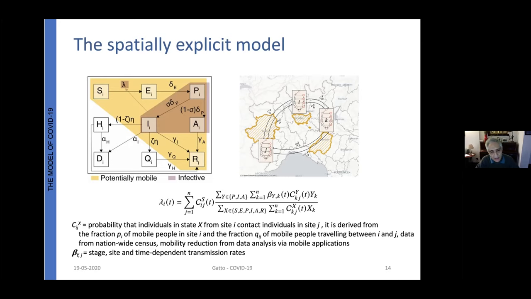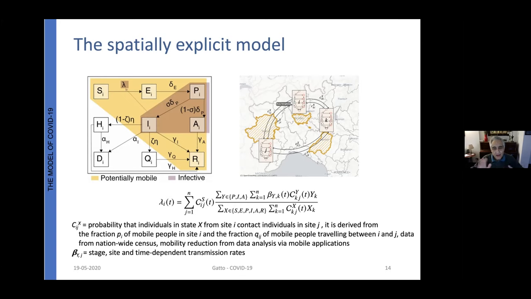And so the probability that individuals who are susceptibles, pre-symptomatic, et cetera, move from site I to site J and contact individuals from site I, who usually live in site I, will contact individuals in site J, and so on and so on. We even consider the probability that one individual living inside I and one individual living inside J will actually meet inside K, and one is infected, the other one is not infected, and so you have a close contact, and the one who is not infected becomes infected.